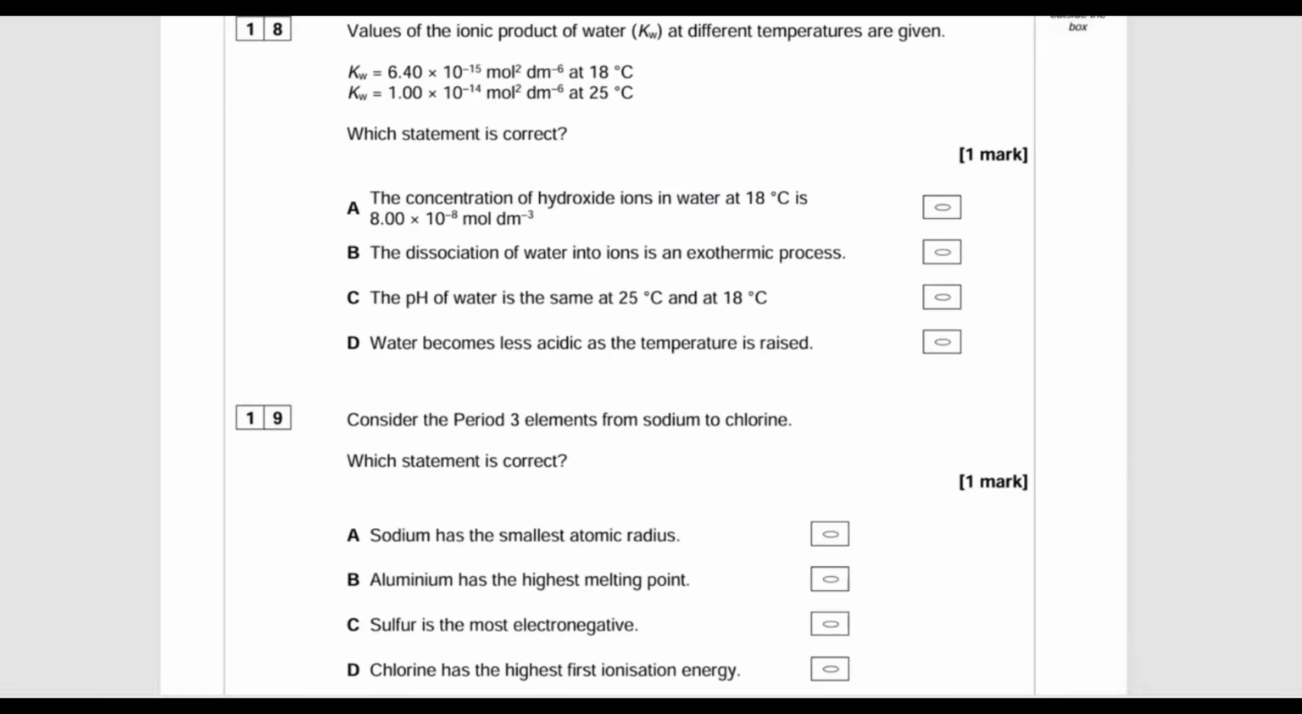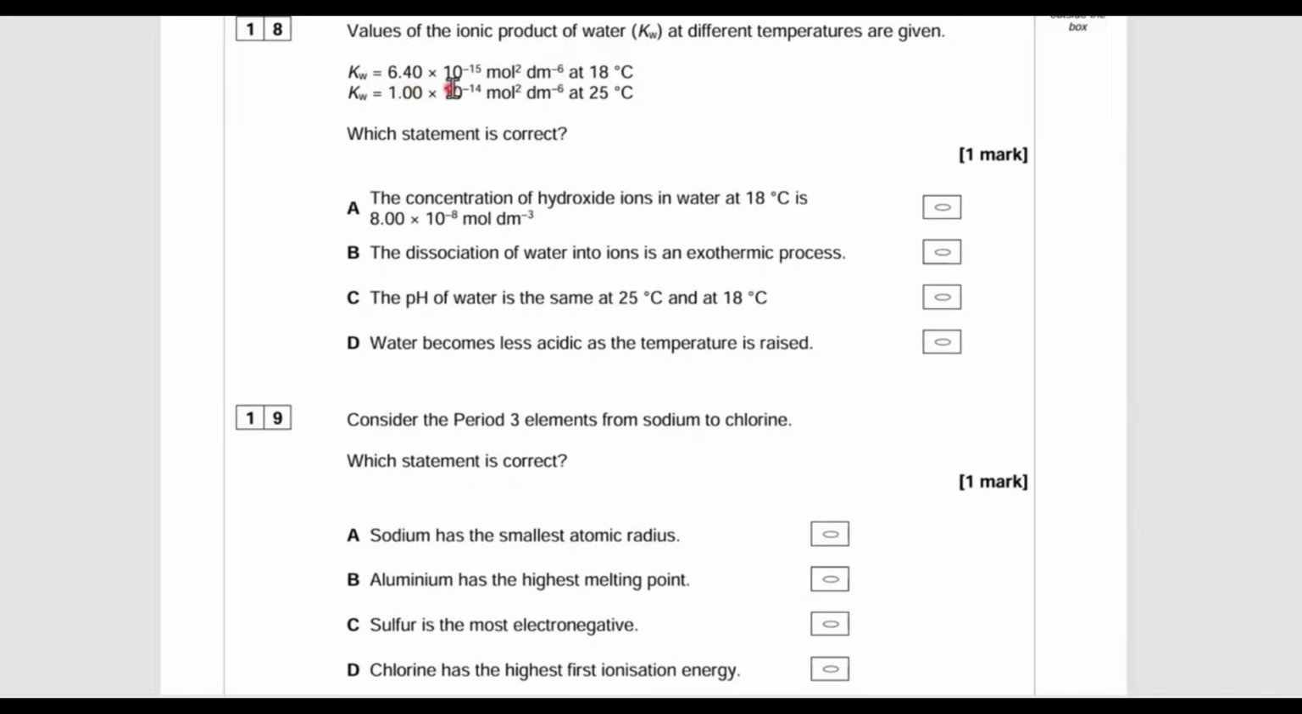Values of the ionic product of water, Kw, at different temperatures are given. Kw equals 6.40 times 10 to the minus 15 mol 2 dm minus 6 at 18 degrees. However, at 25 degrees, we have Kw equals 1 times 10 to the minus 14 mol 2 dm minus 6. Which statement is correct for 1 mark?